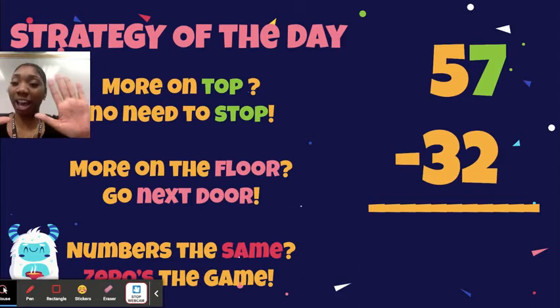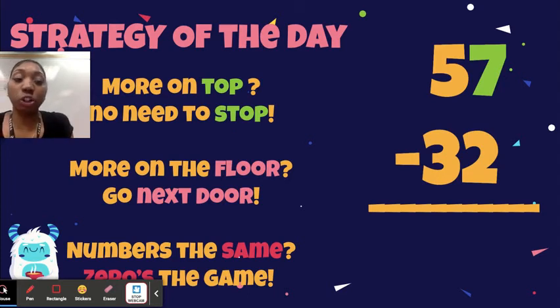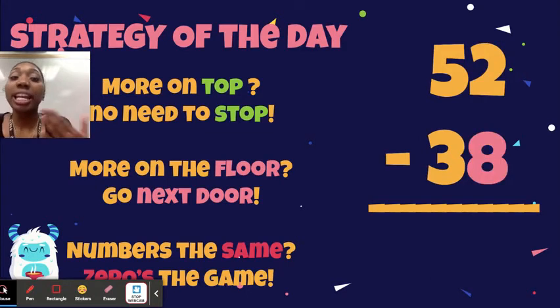So if I do 7 and I take away 2, I get 1, 2, 3, 4, 5. So 7 minus 2 is 5. And then if I do 5 minus 3, well, 5, take away 1, 2, 3, and I get 2. So 57 minus 32 is 25. Now, let's look at 52 minus 38. So it says if there's more on top, no need to stop.